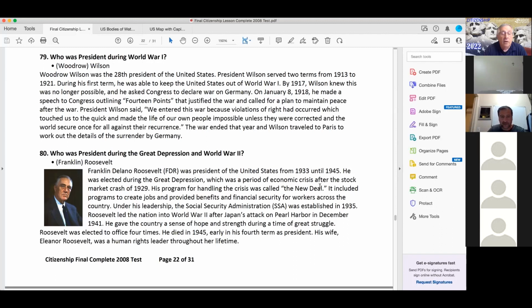The president during World War I was a man named Woodrow Wilson. So Woodrow Wilson is the answer you need to remember. Who was president during World War I? Woodrow Wilson. Yes. You don't have to remember what number he was. He was the 28th president, but you will have to remember his name.